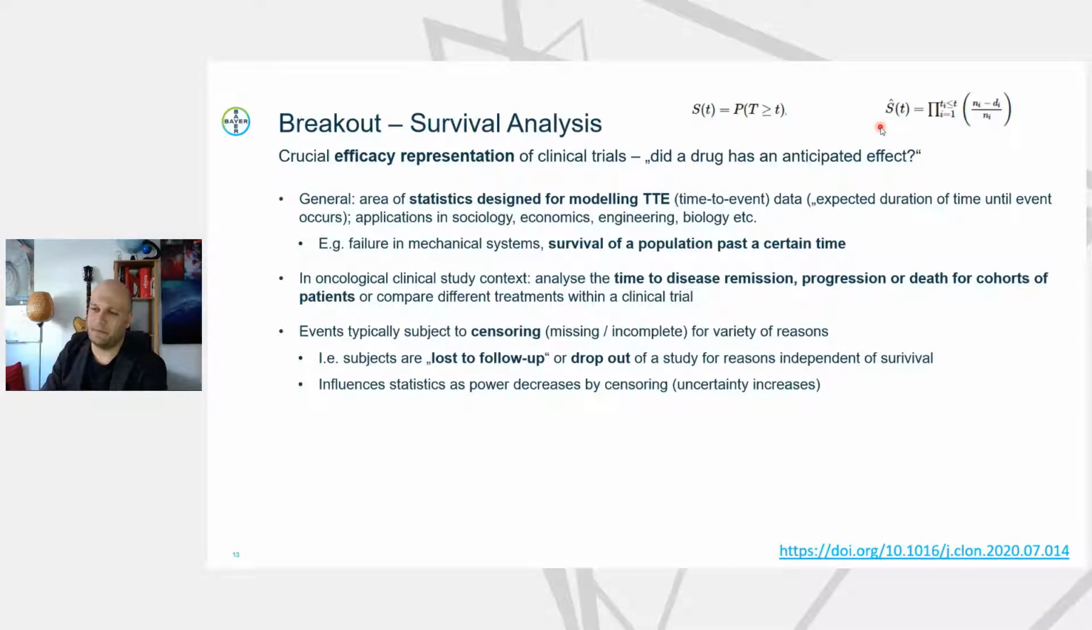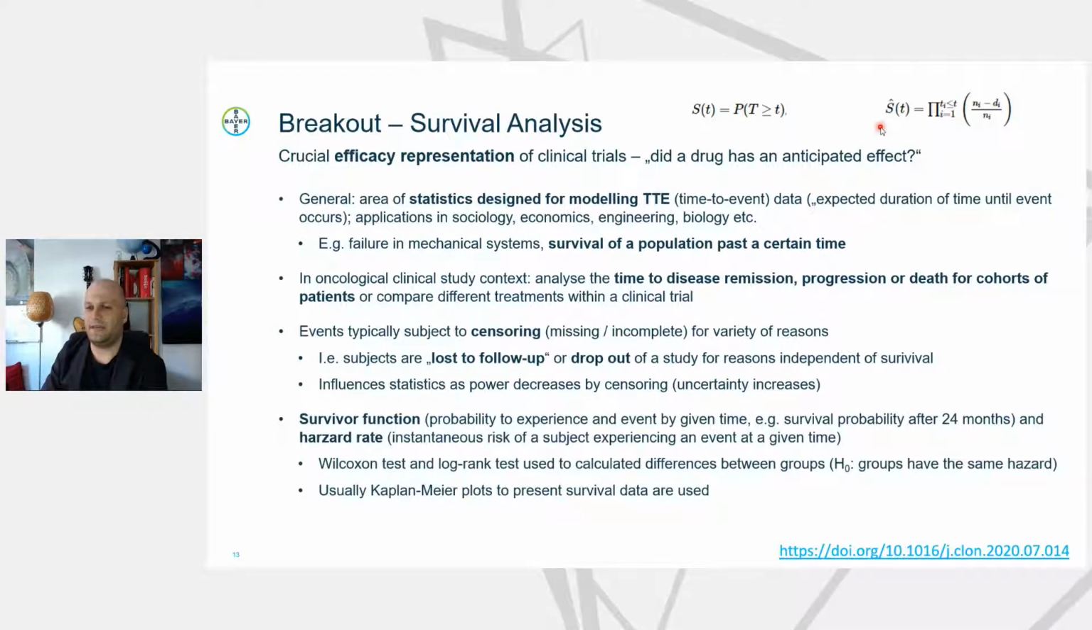Those subsequently lead to a dropout of the study. And this influences the statistics, of course, quite significantly as the power decreases by censoring. Because likely, if you have fewer subjects, the uncertainty increases. And we are usually interested in the survival function and the hazard rate. And by subsequent tests, we can differentiate between different treatments using the null hypothesis that groups have the same hazard or are not different.